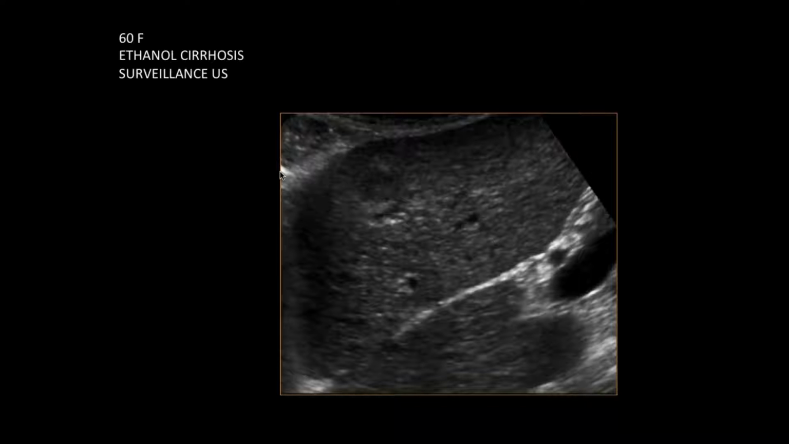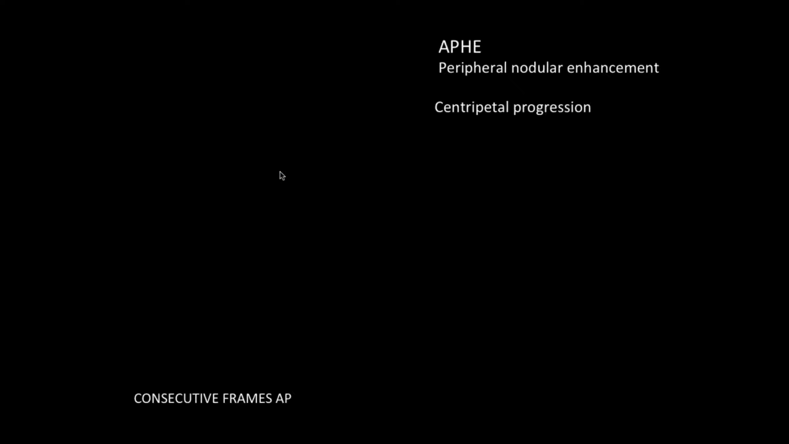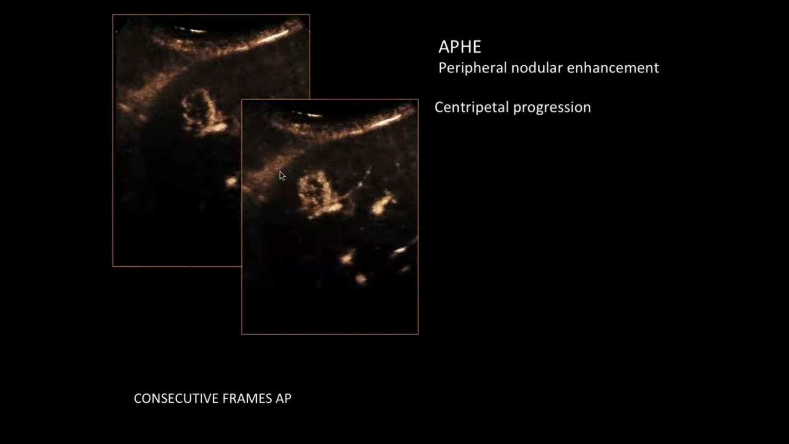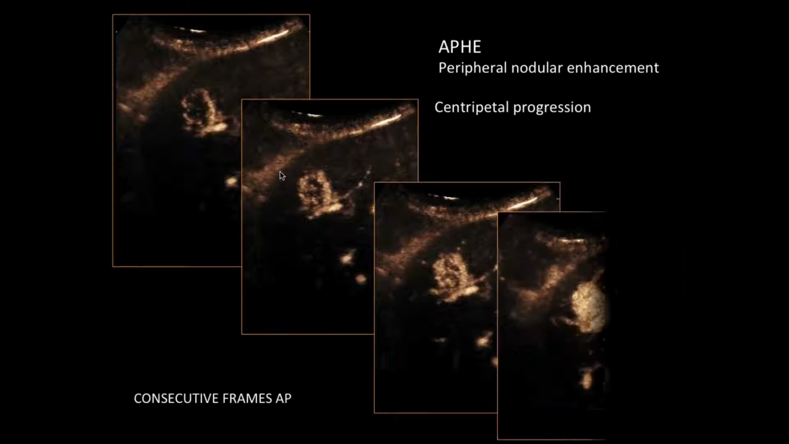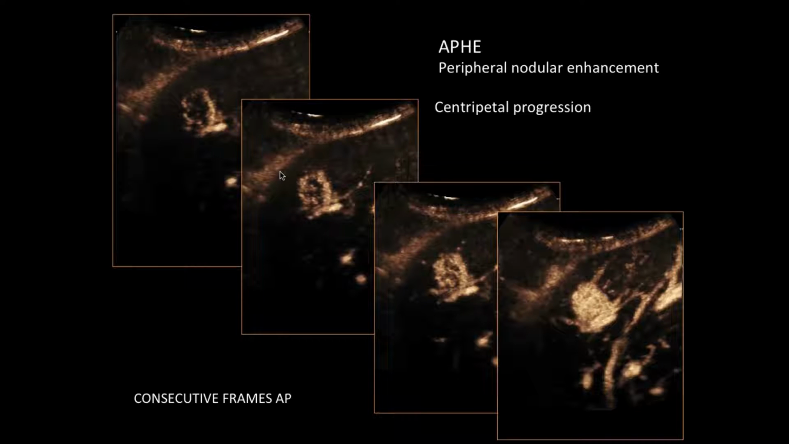Let's look at another patient with a full-blown cirrhotic liver, and on a surveillance ultrasound he also has a hypoechoic mass in his liver. On the baseline scan this is totally indeterminate. However, when we look at these contiguous frames in the arterial phase, we can see again filling from the periphery to the center of the lesion with multiple peripheral discontinuous nodules.